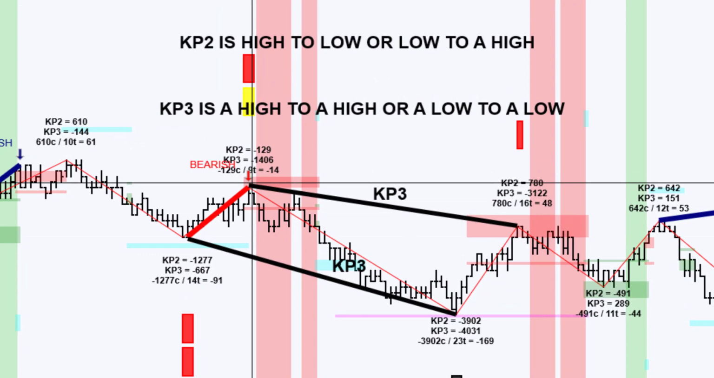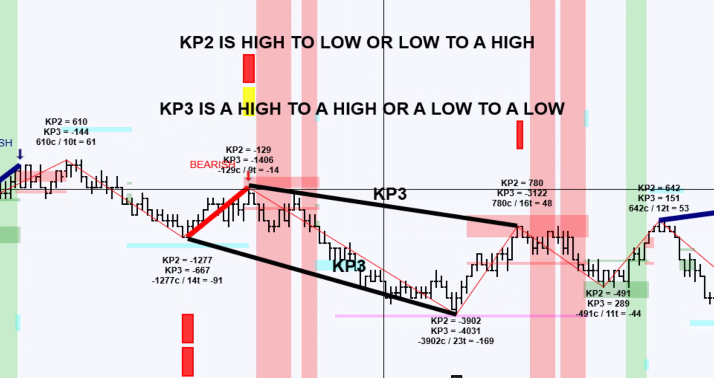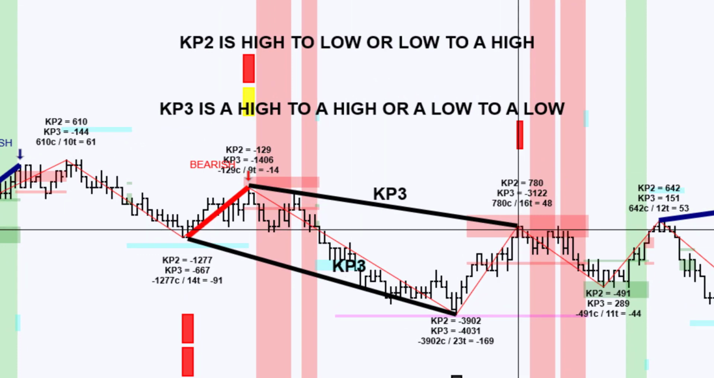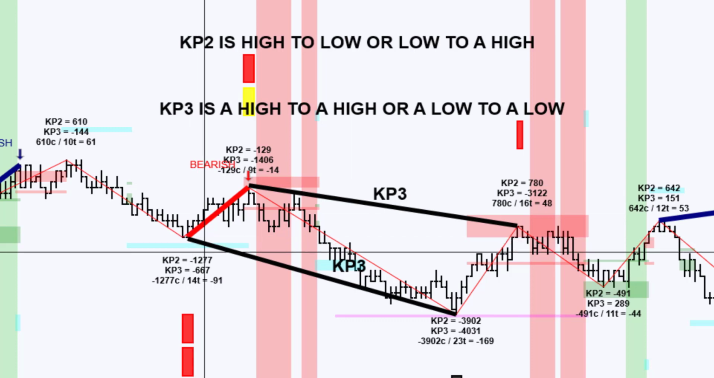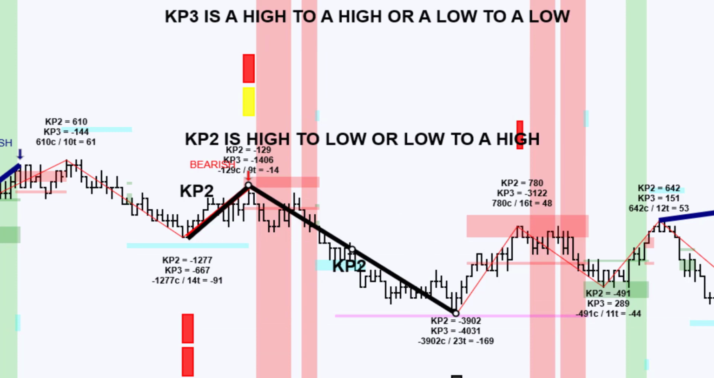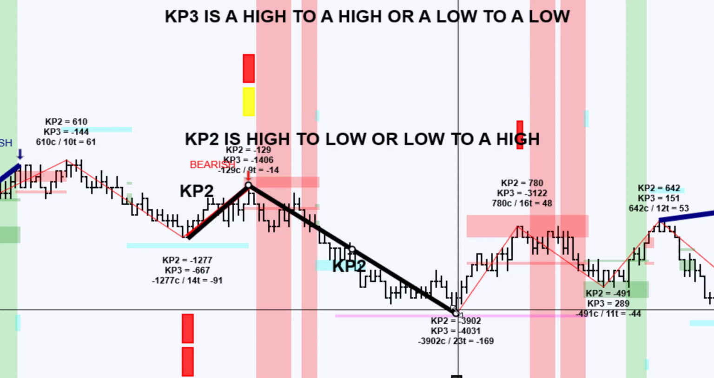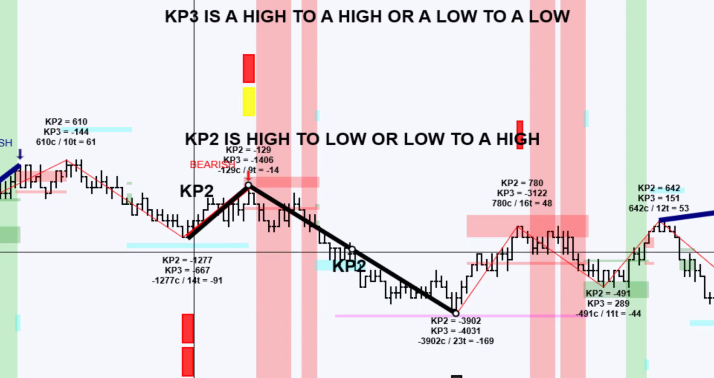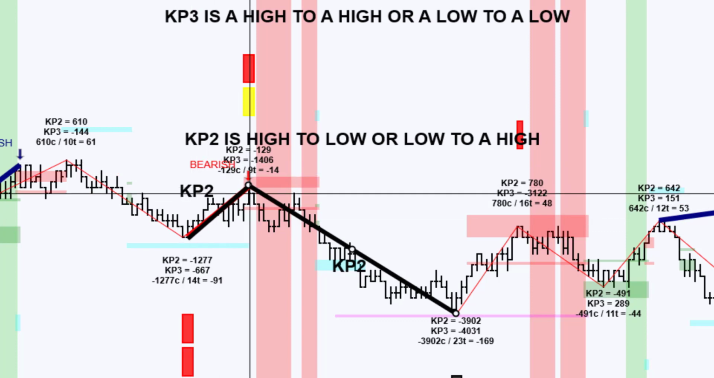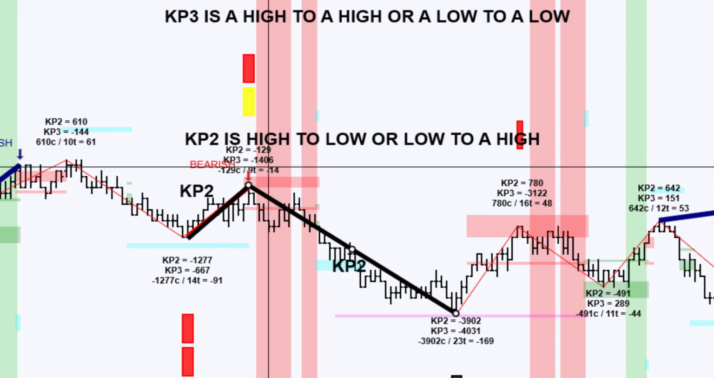So in this example here, here's KP3 starting, and this is where it ends, in the low to the low, start and end. And the KP2 being a high to a low or a low to a high, we're looking at this low to the high right there and the high to this low right here. Now we get the KP2 ratio by dividing whatever number this is by the number of ticks.